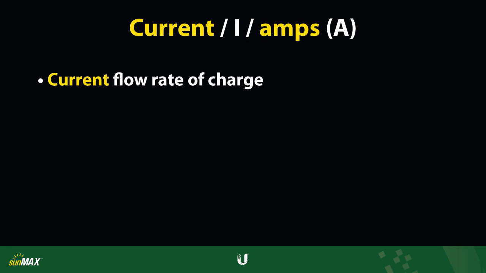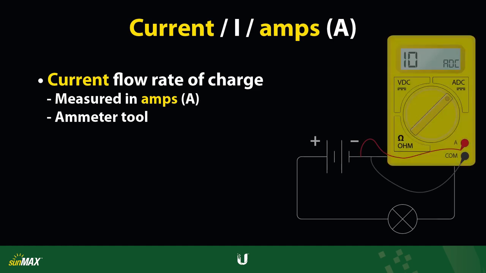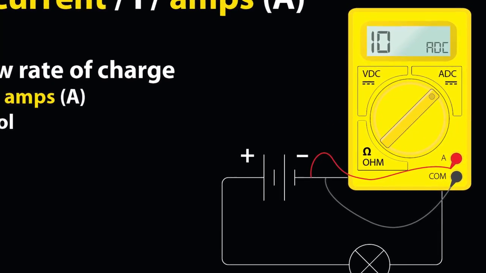Current represents the rate at which charged particles flow through the circuit and is measured in amperes, or amps. Using an ammeter tool, the current of this circuit is measured to 10 amps.